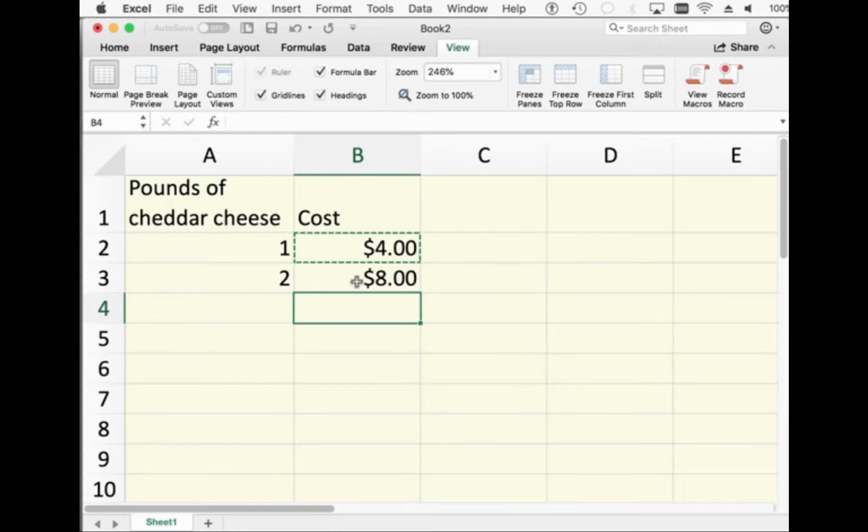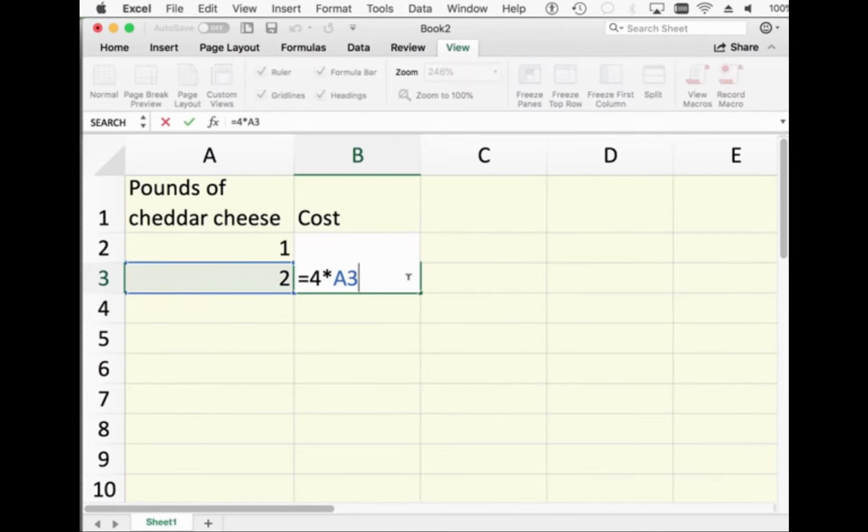If it copied A2, then we'd be stuck on $4 no matter how many pounds people bought. They buy 100 pounds and still pay $4. I think that person would probably go out of business after a while, giving away a lot of basically free cheese. So this is a nice one, that it changes the formulas for us.